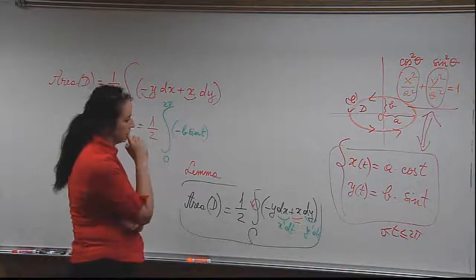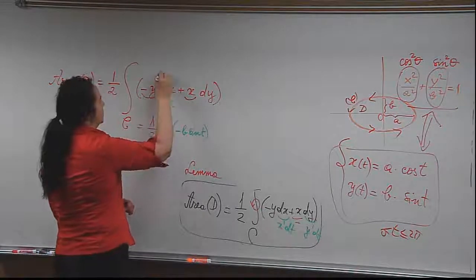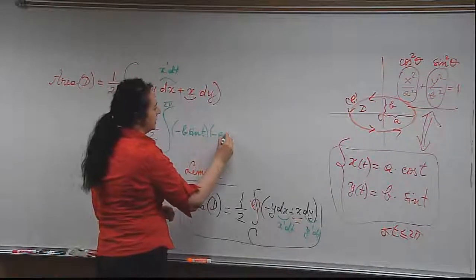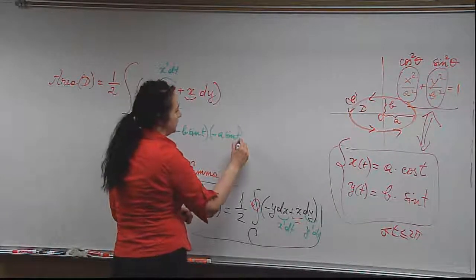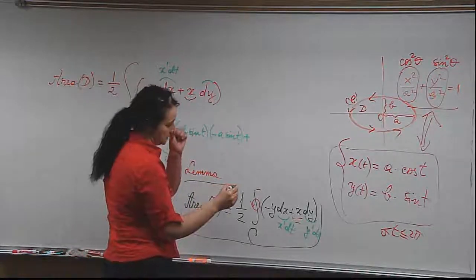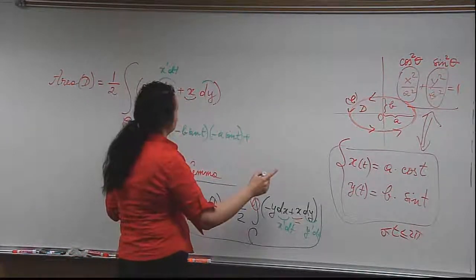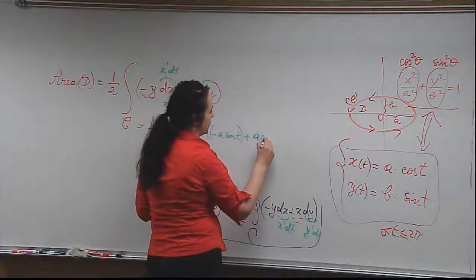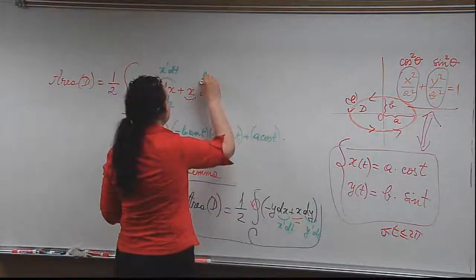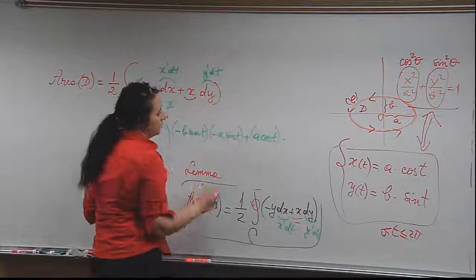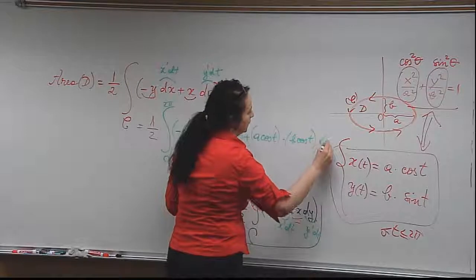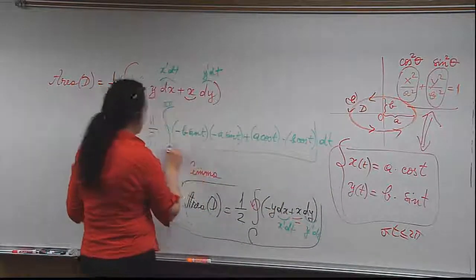dx. Who tells me that? That's x prime. Very good. Minus a sine t. How hard is that? It's a piece of cake. Plus x. Very good. A cosine t, times b cosine t, and dt. And this thing, look at it.